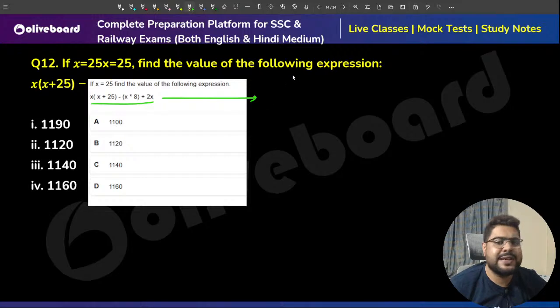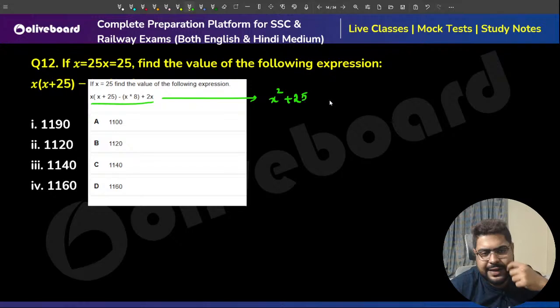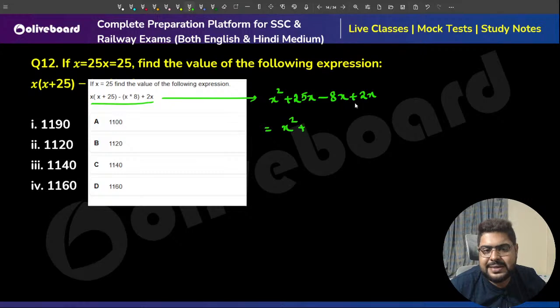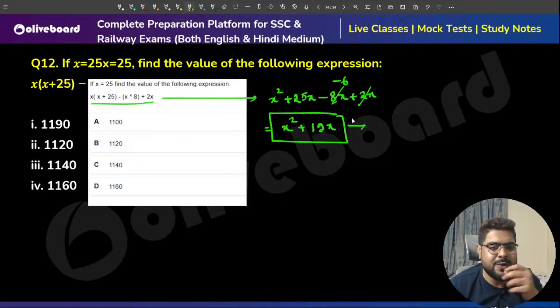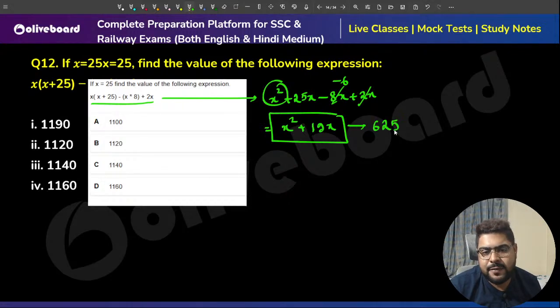So there are 2 ways. You can either put the value directly, or you can say, no, sir, let's simplify. x square plus 25x minus 8x plus 2x. So it gives us x square plus minus 8 plus this is minus 6, so it is plus 19x. Now you can put the value. Sir, it is 625 for 25 square, plus 19 times 25.